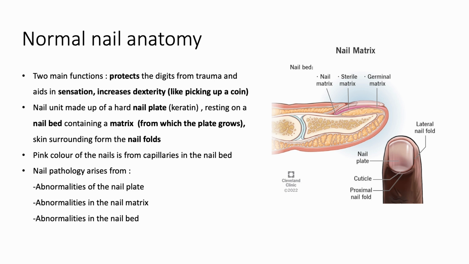Also, not labelled in this photo, but we have the hyponychium and the eponychium, which is also known as the cuticle. This is a thin layer of stratum corneum. The lunula, which is the half moon we can see when we look at our nails, is the visible germinal matrix. Therefore, any issues with the nails, disorders or abnormalities arise from problems with the nail plate, the nail matrix, or the nail bed, or indeed the skin surrounding the nails, known as the nail folds.